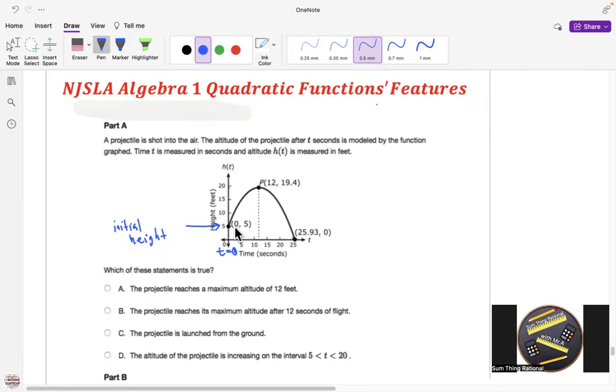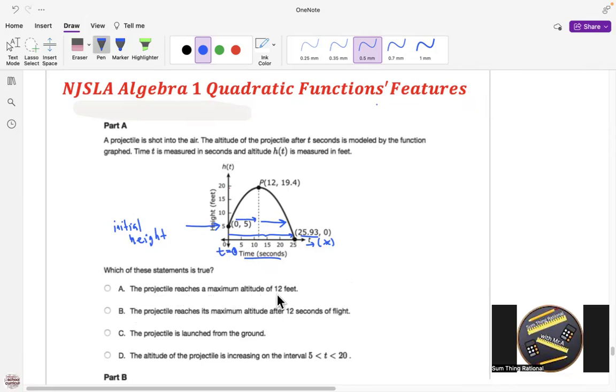The x-axis represents time. After some time, the projectile reaches its maximum height. Then the projectile comes down and hits the ground here, after almost 25 seconds. We understand this value from the point 25.93, which means from the starting point until the projectile hits the ground, 25.93 seconds pass by. So let's read the options in this context.